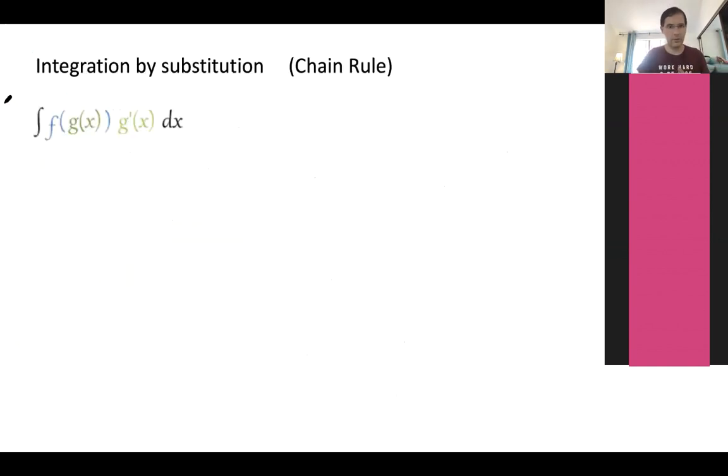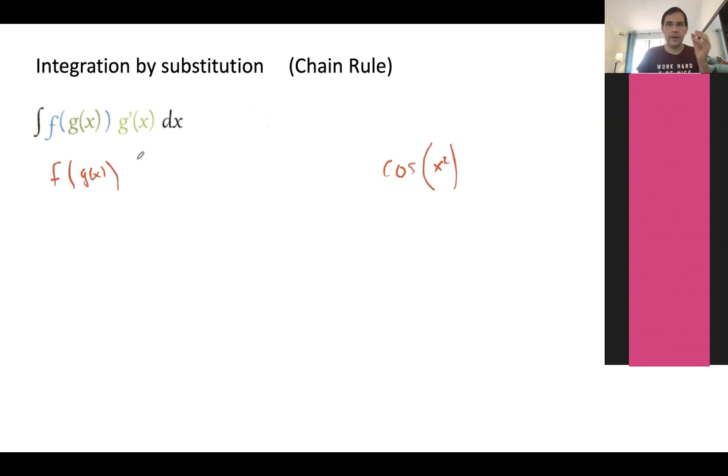Now, integration by substitution, very simple. Essentially, this is the same as the chain rule, except in this new context of antiderivatives. Integration by substitution is a method applicable to the following situation: when you have a composition of two functions, so you have some function f composed with some function g. So for example, you have this function cosine, and it is composed with this function x squared.